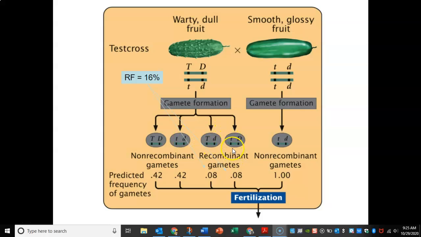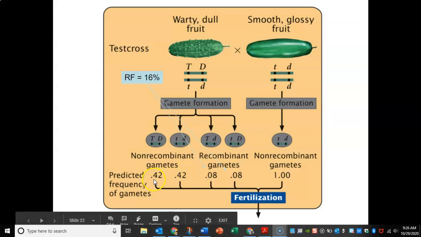And the way that you can tell that these are recombinants is by looking at this top part, the way that you display your genes. Again, this is a Morgan specific way to show your genes. You can tell that your non-recombinants are the ones that are on the same chromosome. So in this case, you have capital T and capital D on the top. That is a non-recombinant. Then on the bottom, you have lowercase t, lowercase d, non-recombinant. And you can see that right here, that these are non-recombinant gametes. And they make up the majority of your predicted frequency, right?